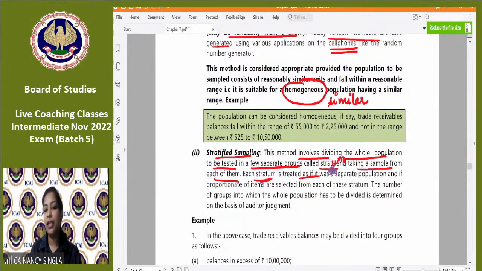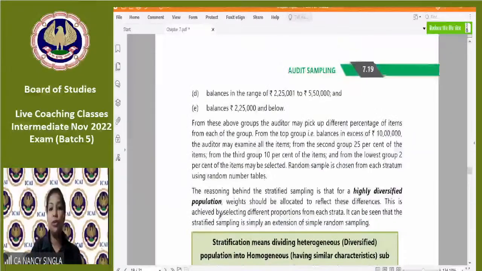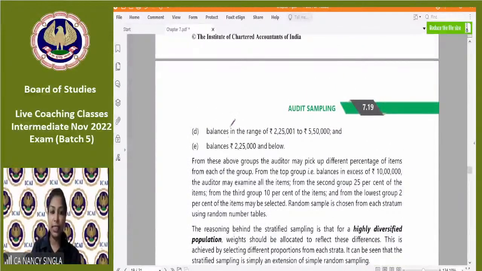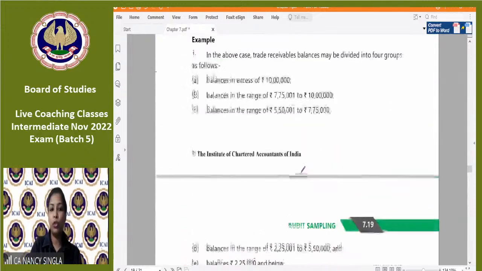Each stratum is treated as a separate subpopulation, and proportionate items are selected from each of these. For example, like this. See this paragraph, it beautifully explains this concept. It says, देखो, divide किया population को. From these above groups, the auditor may pick up different percentages of items from each group. From the top group, which was what? This one. Balances in excess of 10 lakhs.